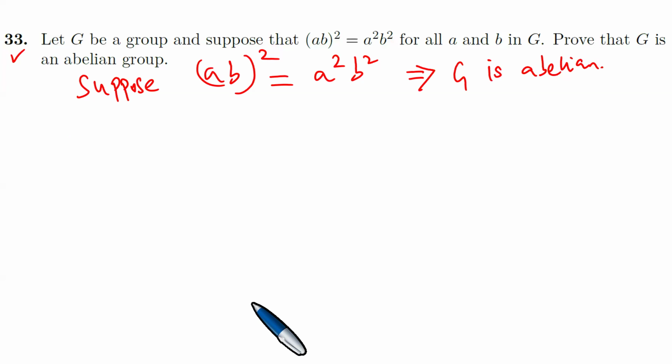The question is, how will you prove? What are we supposed to prove? From this, we need to prove that AB is equal to BA, but it is stemming from the fact that whenever you have AB all squared, it is the same as A squared B squared.